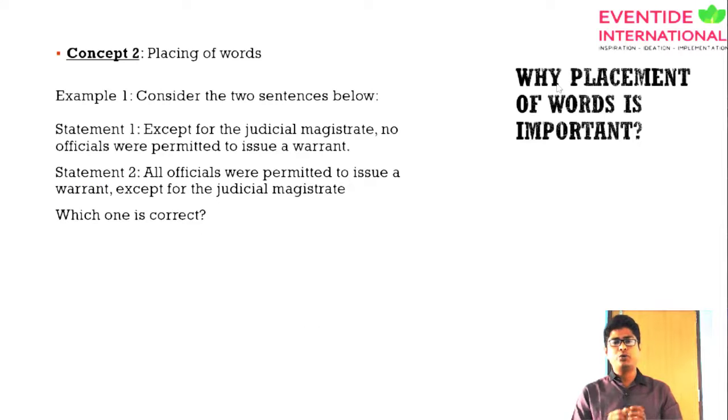Please go through the two statements given in the slide. The first statement states, except for the judicial magistrate, no officials were permitted to issue a warrant. And the second statement says, all officials were permitted to issue a warrant except for the judicial magistrate. Pause the video for a second, analyze both these statements and understand what is the difference between the meanings.